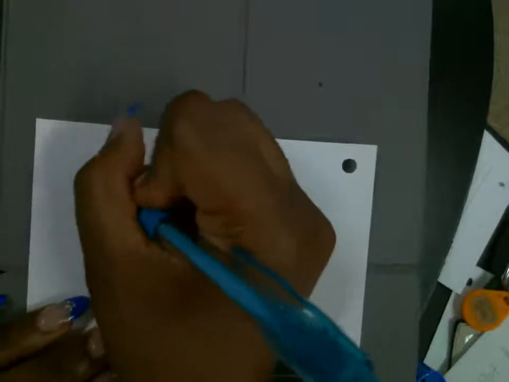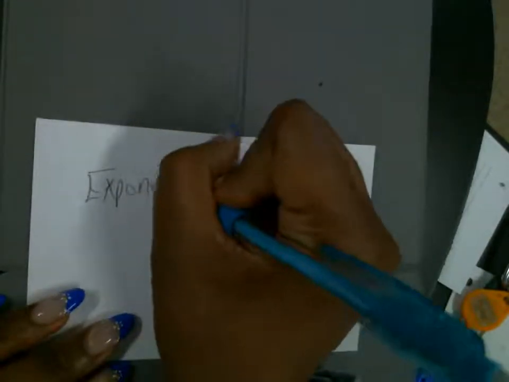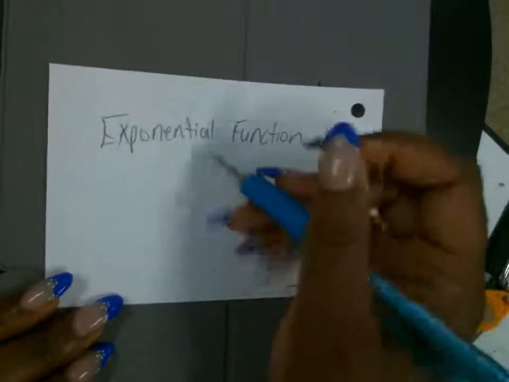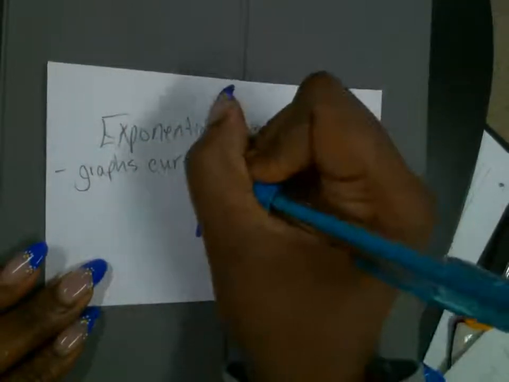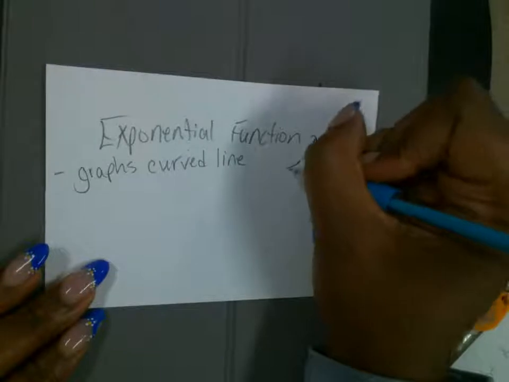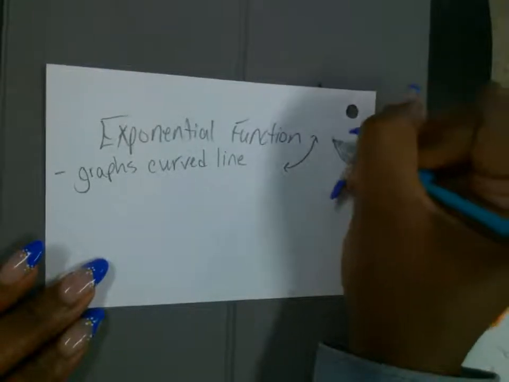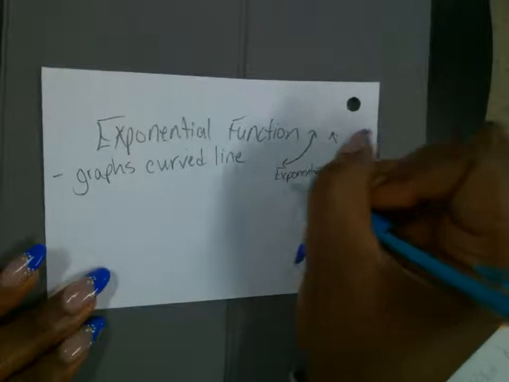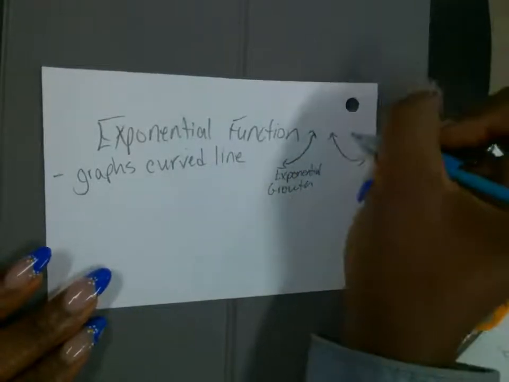That's linear. Let's do exponential. Oops. Wrong color. An exponential function or equation graphs curved lines. It could either curve up or it could curve down. There are two types. This is exponential. Which one is this one? Growth. This is exponential growth. And what's the other one? Decay. This one is exponential decay.